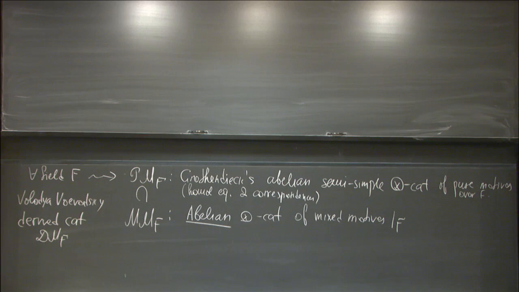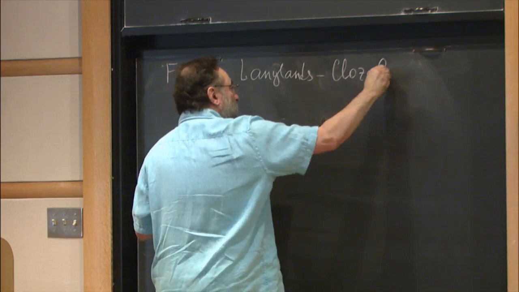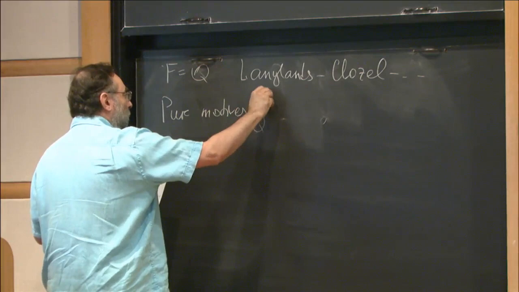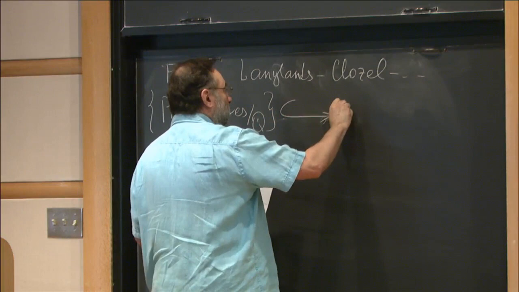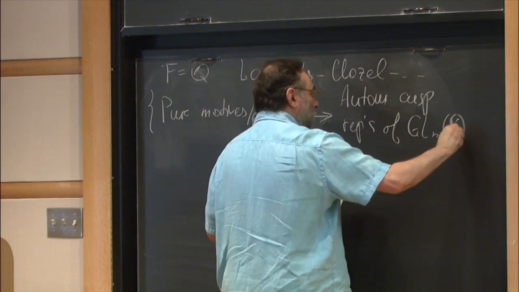Now, why do I put this? If you take some F, for example, Q, then there's a picture by Langlands, and made precise by Clozel and other people, which basically says the following: if you consider pure motives over Q, then they somehow sit in the set of automorphic cuspidal representations of GL_N of the adeles of Q.